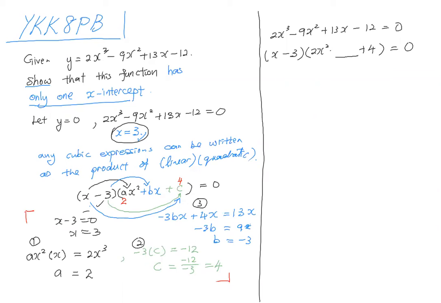Okay, so now my b is -3. So -3x. Okay, so now I can say x minus 3 equal to 0. So x equal to 3. And 2x squared minus 3x plus 4 equal to 0. So this is a quadratic, am I right?